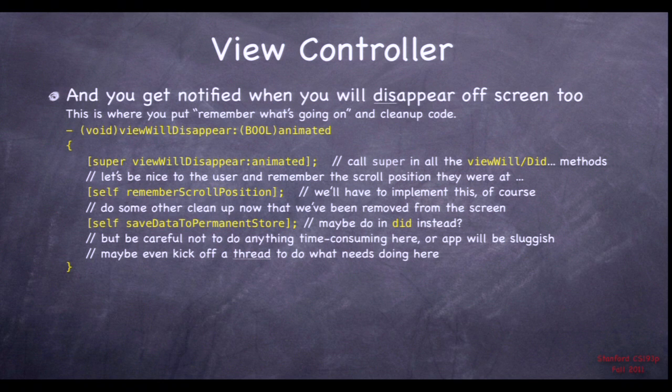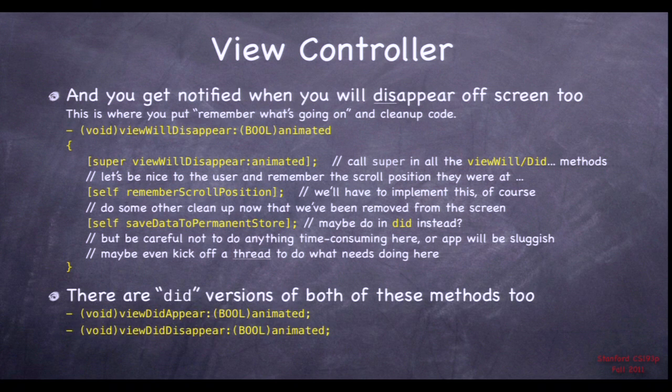But if there's something that fits in the category of I can't really do that, I need to know that the user's gone from this thing, then you can use view will disappear. There's also did versions of both view will appear and view will disappear, so you can find out just after, okay, you appeared on screen, right? So maybe you want to start some animation, right? View did appear, you want to start an animation that goes on screen or something like that. So you can do that too.